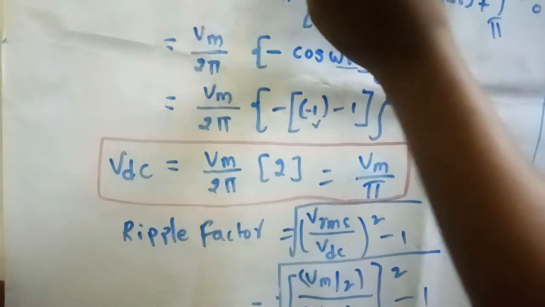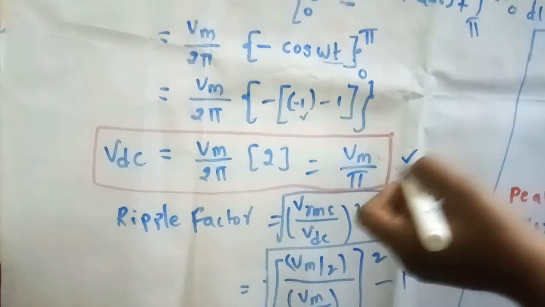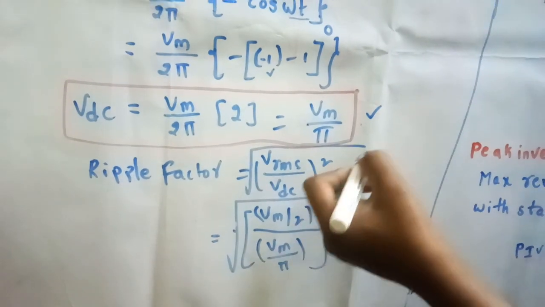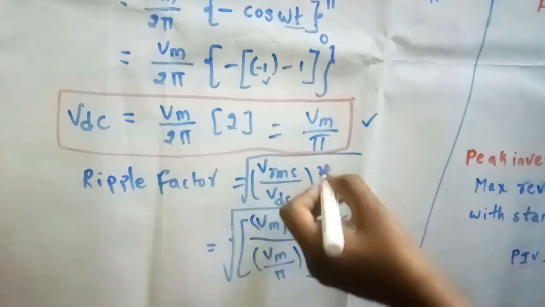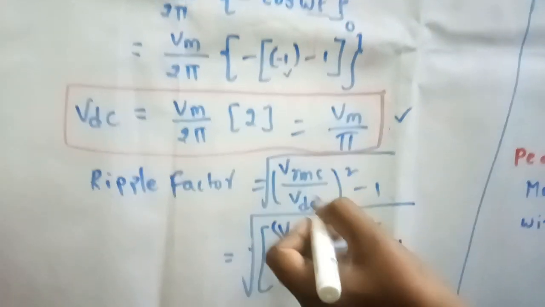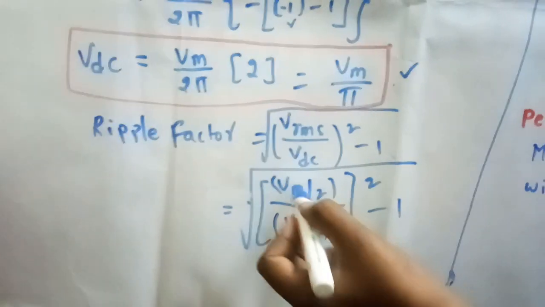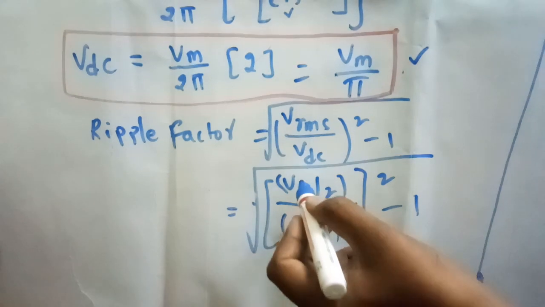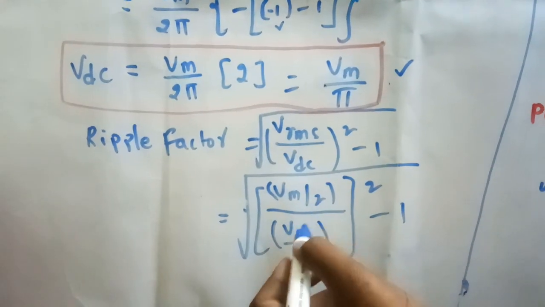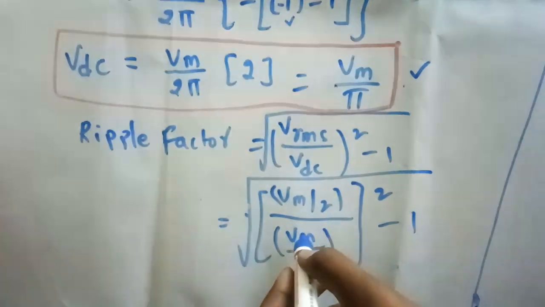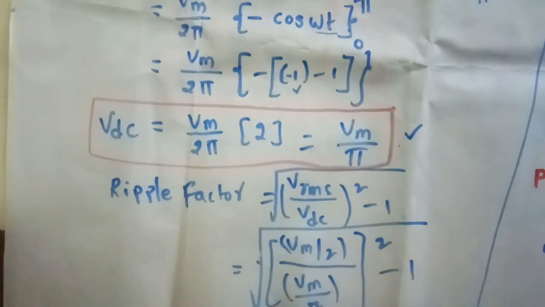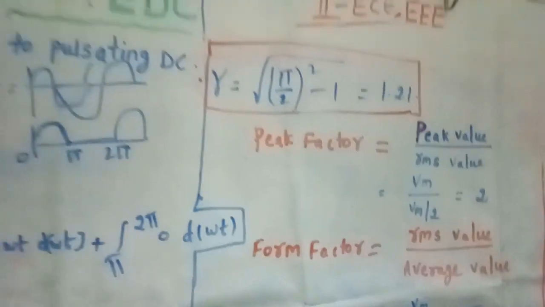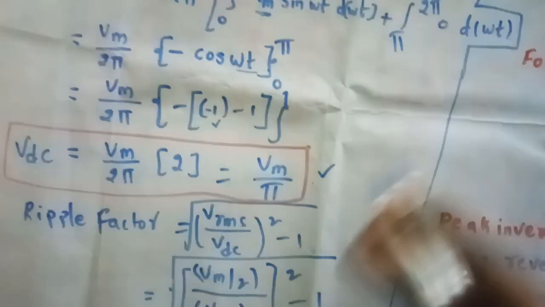We know the VRMS value and the VDC value. These are also major important parameters. Then find the ripple factor. Already we know that the ripple factor is the square root of (VRMS by VDC) whole square minus 1. Substituting VRMS is Vm by 2 and VDC is Vm by pi. Vm squared gets cancelled. Here we have 1 by 4 and here 1 by pi squared, so it becomes pi by 2 whole square minus 1.